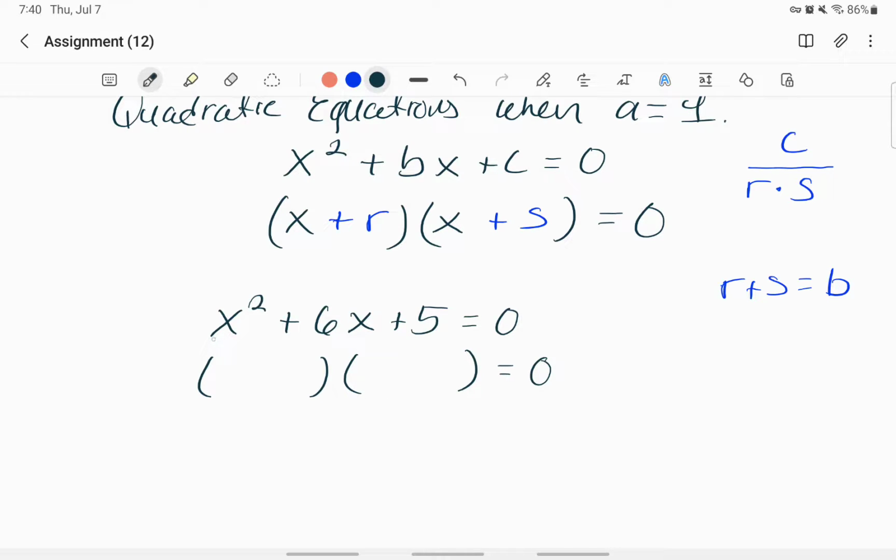X squared can be factored into x times x. The printer in the background is getting on my nerves, to be honest.